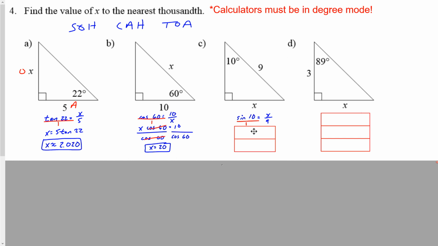So now if I cross multiply, I would have x equals 9 times the sine of 10. That's, again, what I'm going to type in the calculator, so I need to show it. This would give me 1.563.